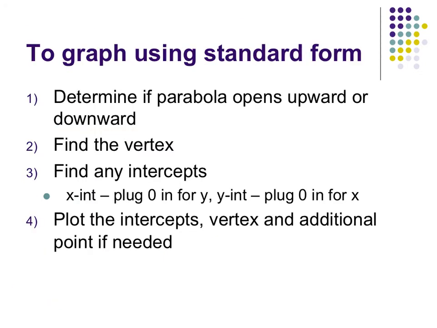All right, so if I have an equation in standard form like we just did and we don't want to plot the points, we're going to determine if the parabola opens up or down from the A. We're going to find the vertex. We're going to find intercepts by plugging 0 in for x and 0 in for y. And if that's not enough information, we're going to plot some additional points.